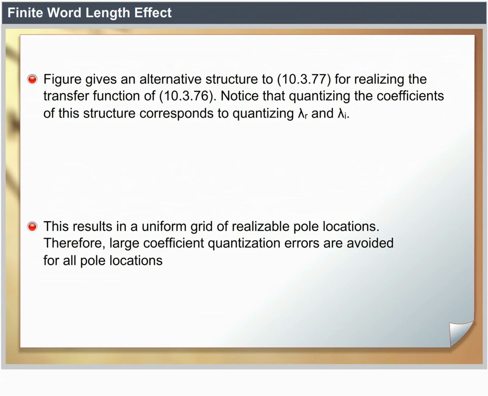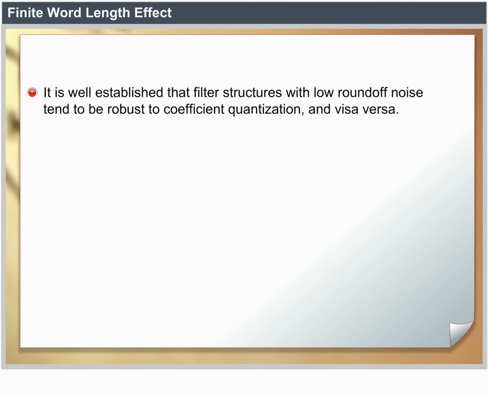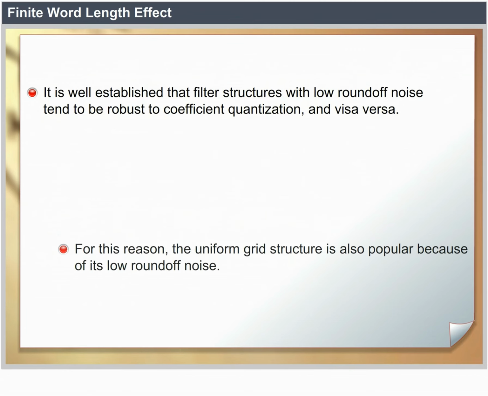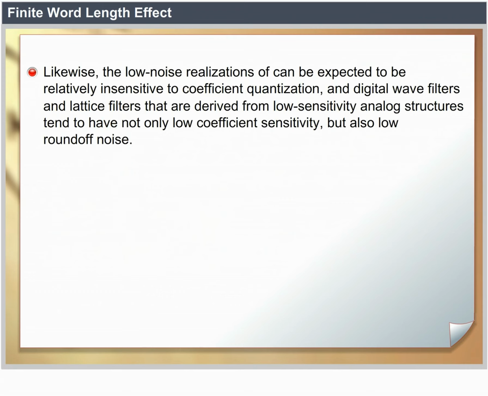It is well established that filter structures with low roundoff noise tend to be robust to coefficient quantization and vice versa. For this reason, the uniform grid structure is also popular because of its low roundoff noise. Likewise, the low noise realization can be expected to be relatively insensitive to coefficient quantization, and digital wave filters and lattice filters that are derived from low sensitivity analog structures tend to have not only low coefficient sensitivity but also low roundoff noise.